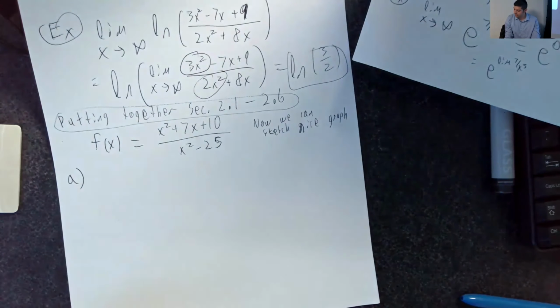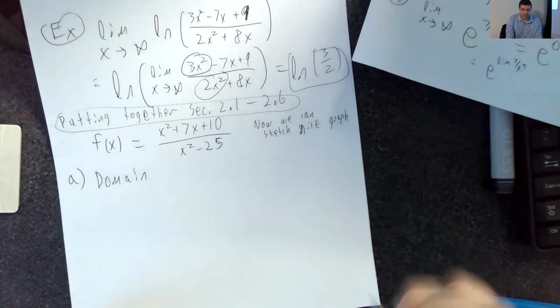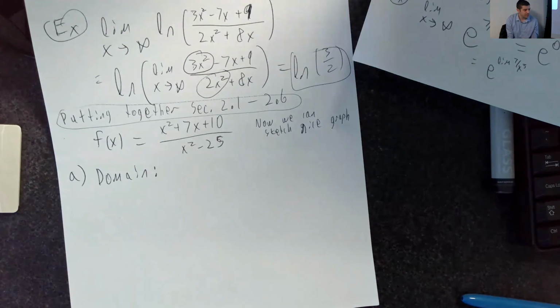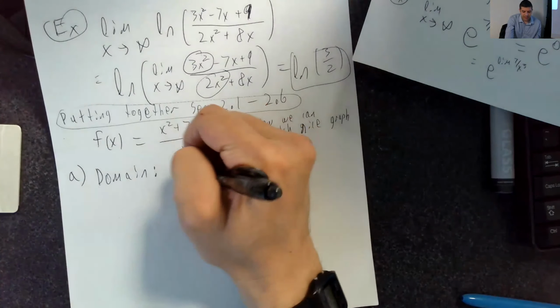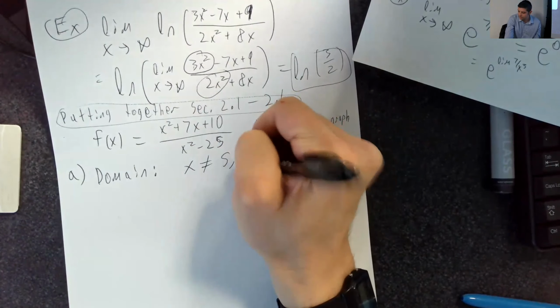So part A, domain. We have to remember, what is the domain? We have to watch out for. What's the domain, Alyssa? That's right. Anything except 5 and -5.